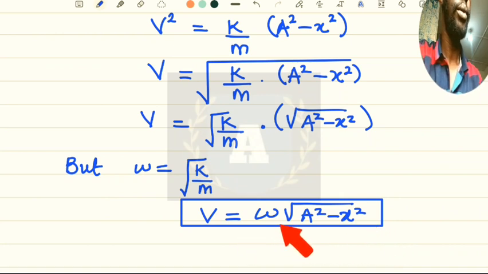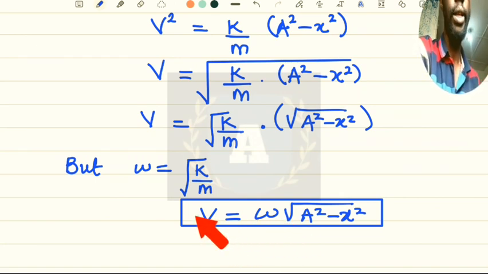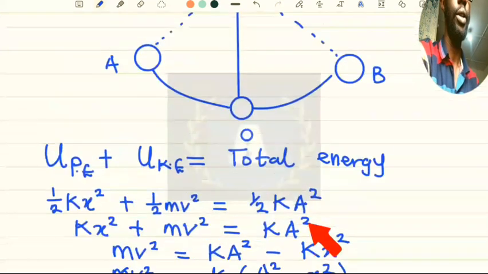Here, v is the instantaneous velocity in meters per second. Omega is the angular frequency or angular velocity in radians per second. A is the amplitude in meters, and x is displacement, also in meters. So now I want you to learn this very well. This equation can also be used to solve questions in SHM.